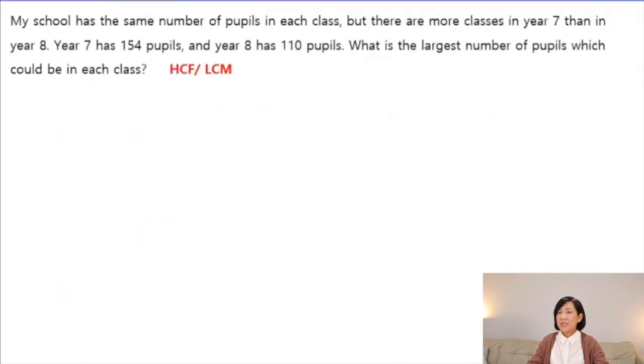My school has the same number of pupils in each class, but there are more classes in Year 7 than Year 8. Year 7 has 154 pupils, and then Year 8 has 110 pupils. What is the largest number of pupils which could be in each class?